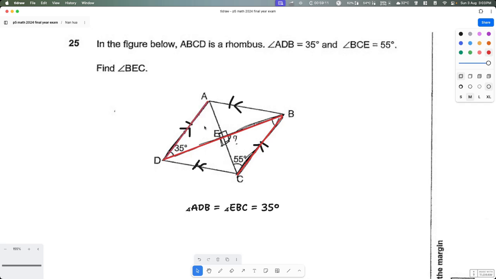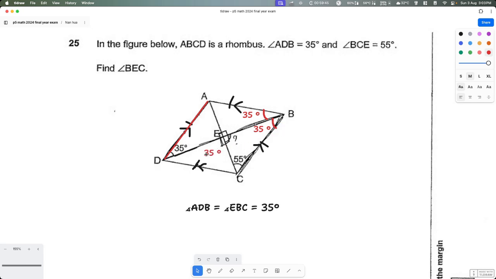Actually, the thing about a rhombus is that you can think of it as two isosceles triangles, right? So if I were to remove this, this is also 35, and then this is degrees. And if this is 35 degrees, the best part is this is also 35 degrees because they're the same. So this is also 35 degrees.